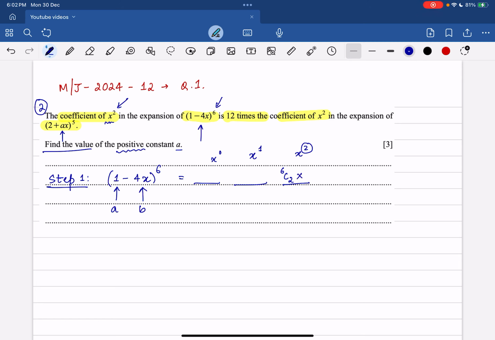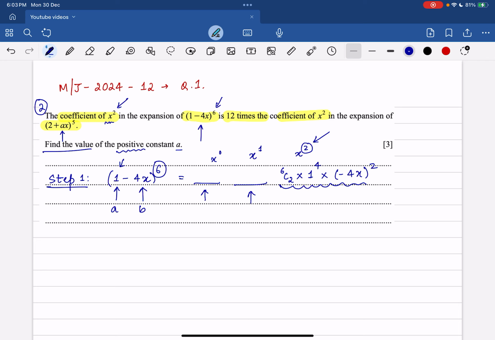Yes, times, if that is going to be 2, then to add up to 6, 1 has to be raised to 4, and 1 raised to anything doesn't matter, it is going to be 1. Times negative 4x the whole raised to 2. So whatever comes here and whatever comes here is none of our concern. We are going to be focused on what happens for minus 4x the whole squared.